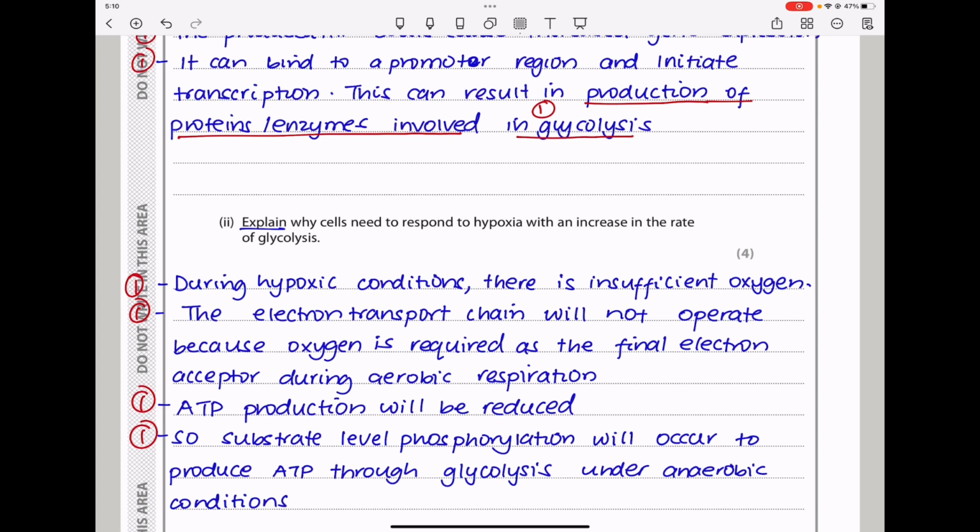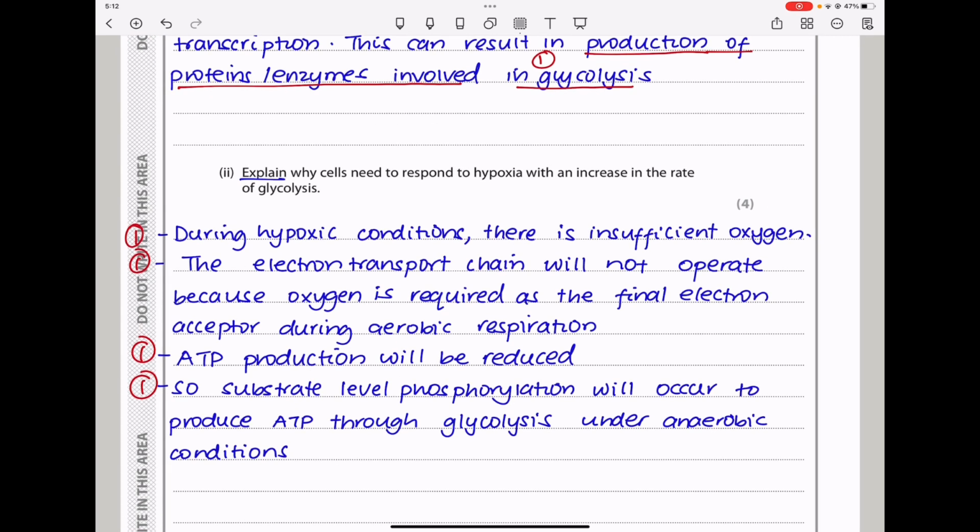the rate of glycolysis. Now we know glycolysis leads to formation of pyruvate, and this pyruvate could be taken through anaerobic respiration if there is insufficient oxygen. So the rate of glycolysis is going to increase in order to provide ATP through anaerobic pathways in order for the body to function. So I said, during hypoxic conditions, there is insufficient oxygen, and the electron transport chain will not operate because oxygen is required as the final electron acceptor during aerobic respiration. ATP production will be reduced, so substrate level phosphorylation will occur to produce ATP through glycolysis under anaerobic conditions.